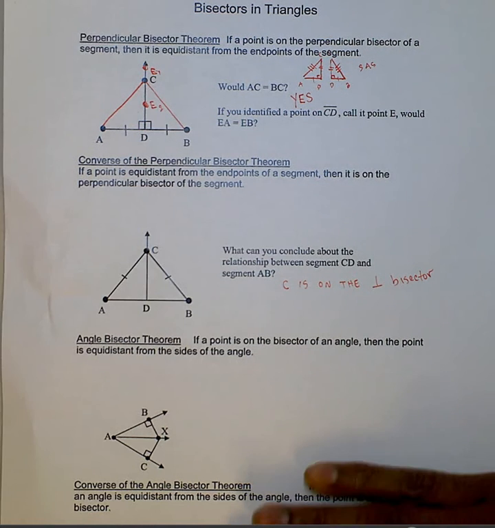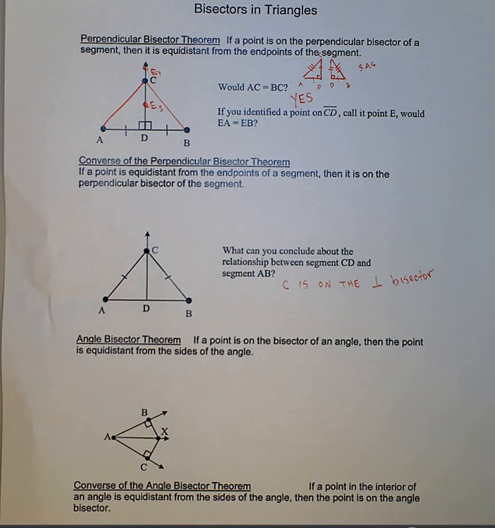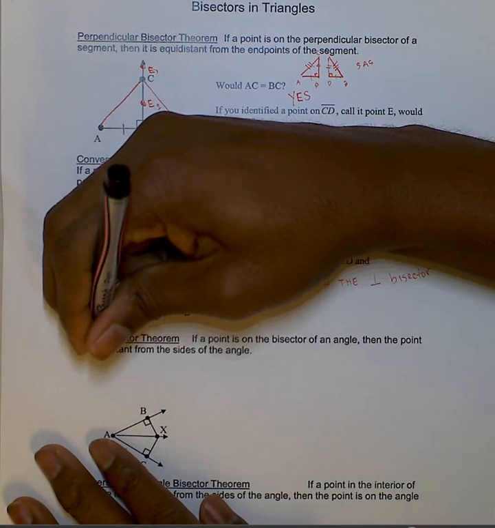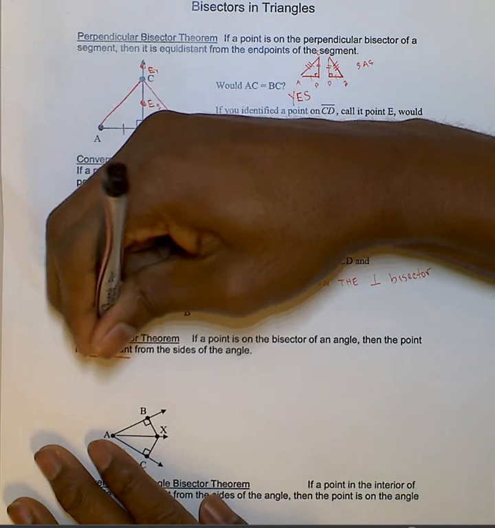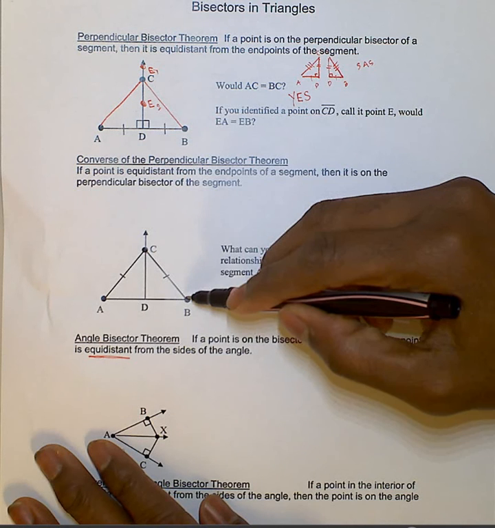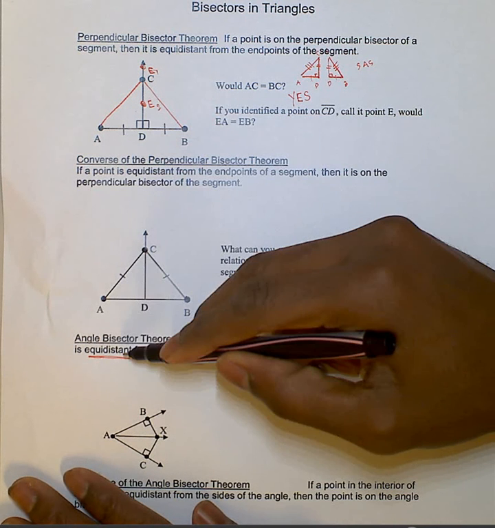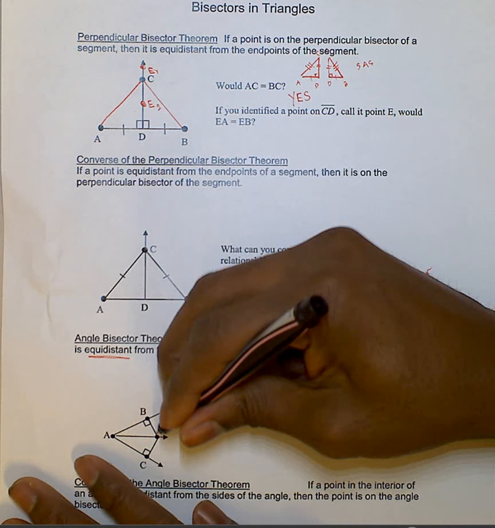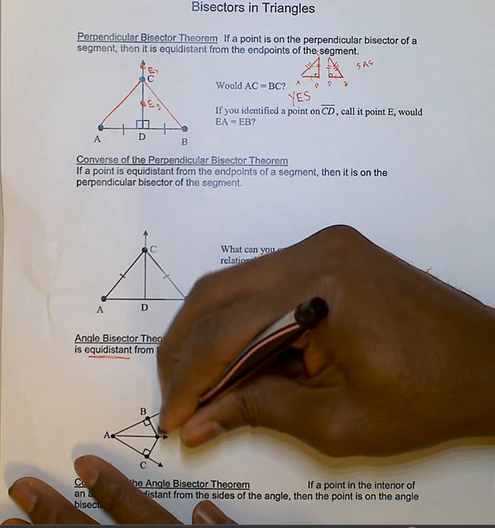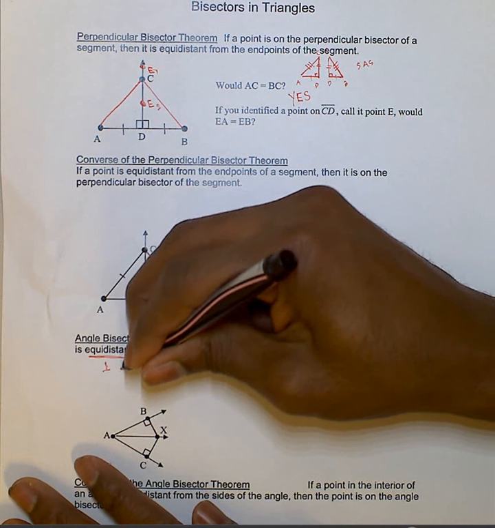Now the angle bisector theorem says that if a point is on the angle bisector, the bisector of an angle, then the point is equidistant from the sides. One thing that we have to make sure that we know is that equidistant, when we talked about a point to point, it's just a straight line. But when we talk from point to line, it's a straight line, but it's perpendicular. It's a perpendicular distance.